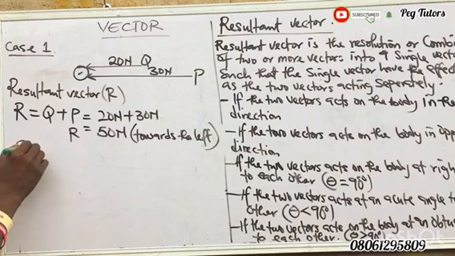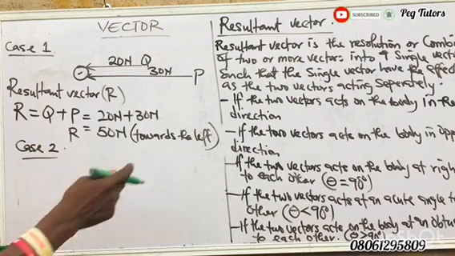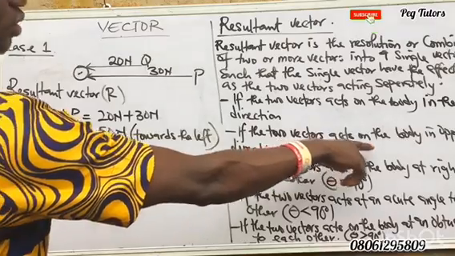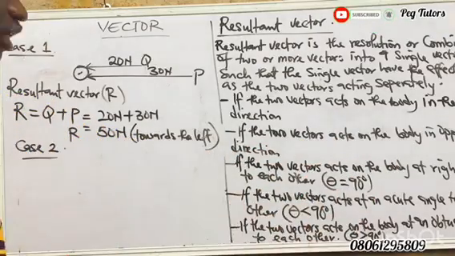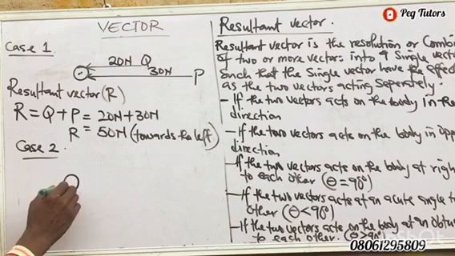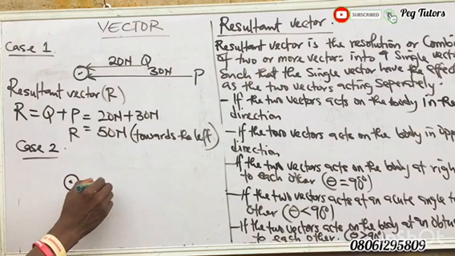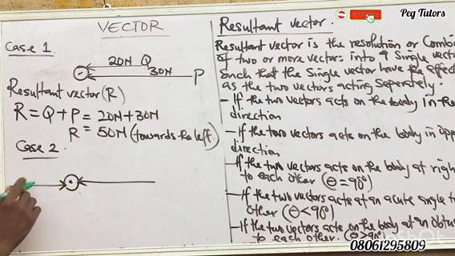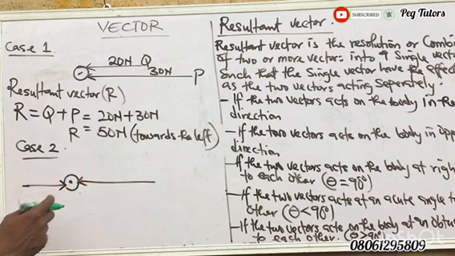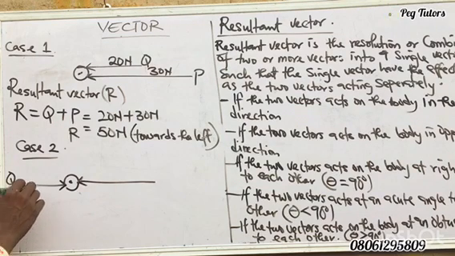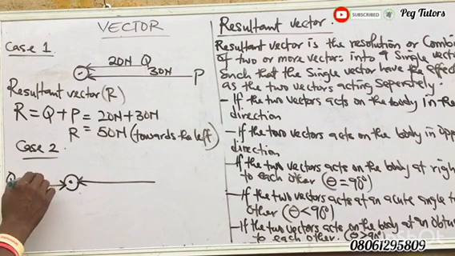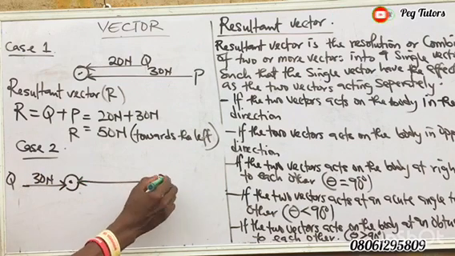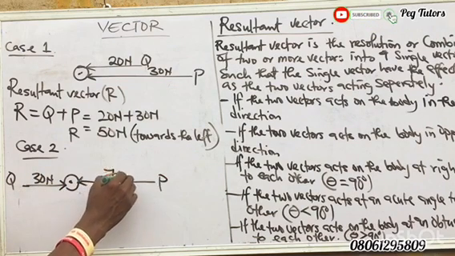Now case 2. For case 2, we have the two vectors acting on the body in opposite directions, which means if this is the body in question, this is our object, and we have a vector acting on this towards this direction, and another vector acting on this towards this direction. Please note the arrows. So we have something like this. Now this line is smaller than this particular line. So let's assume this is vector Q, which is 30 Newton, and this is vector P, which is 70 Newton.